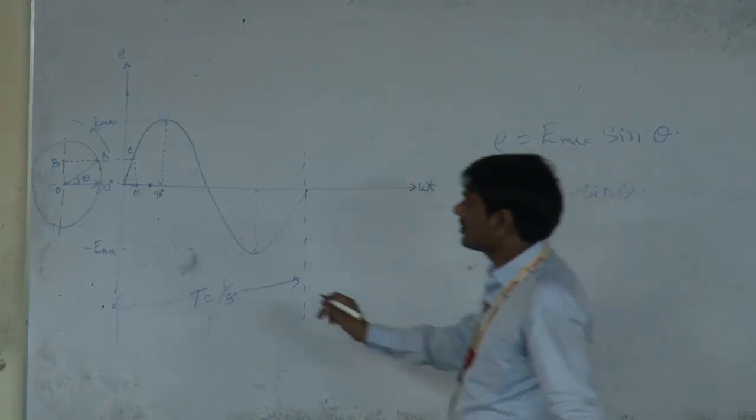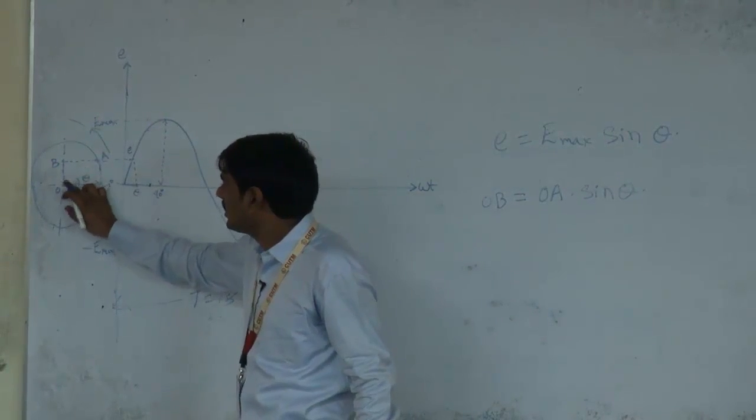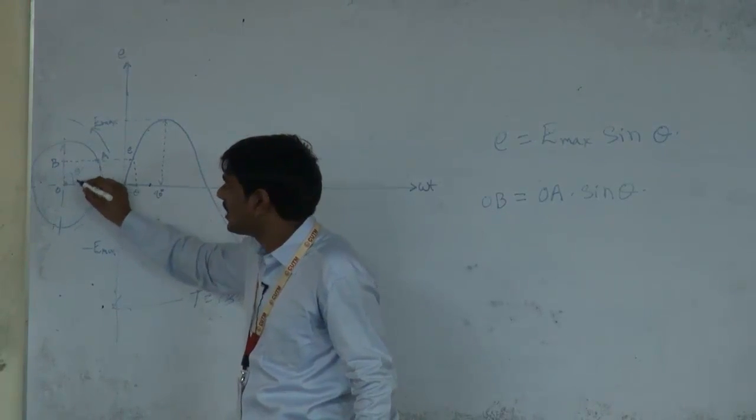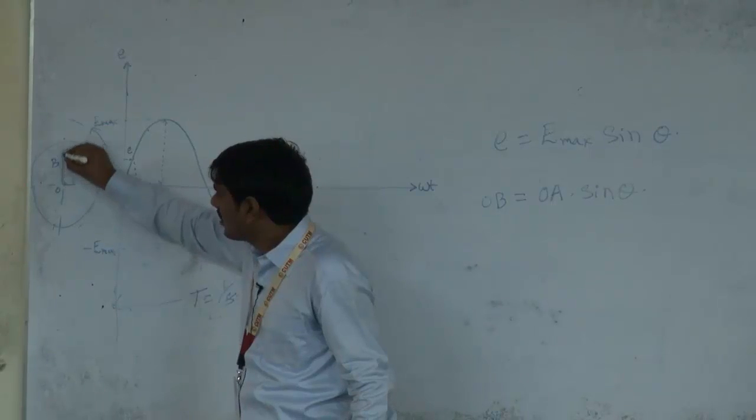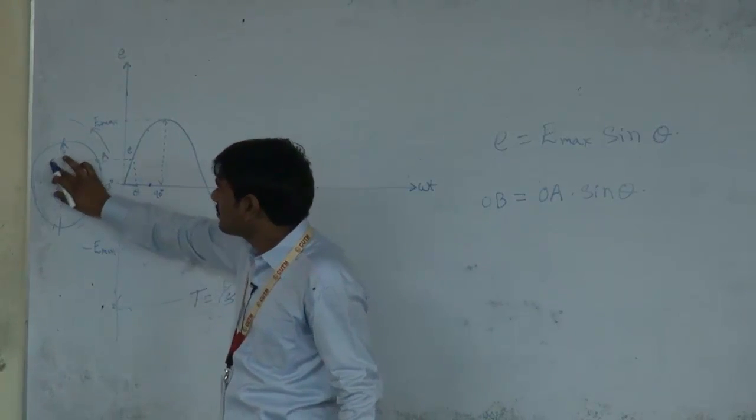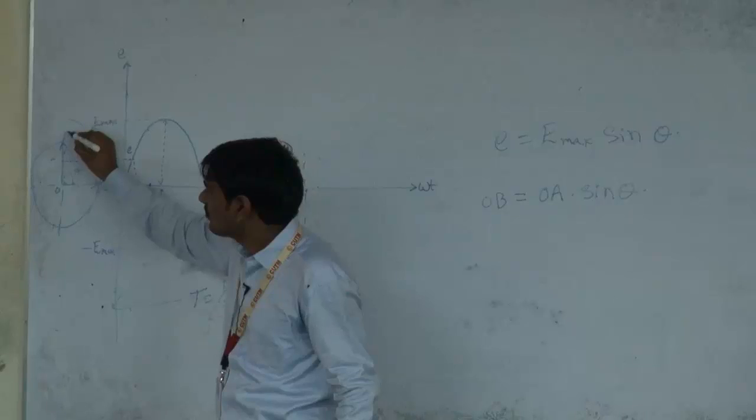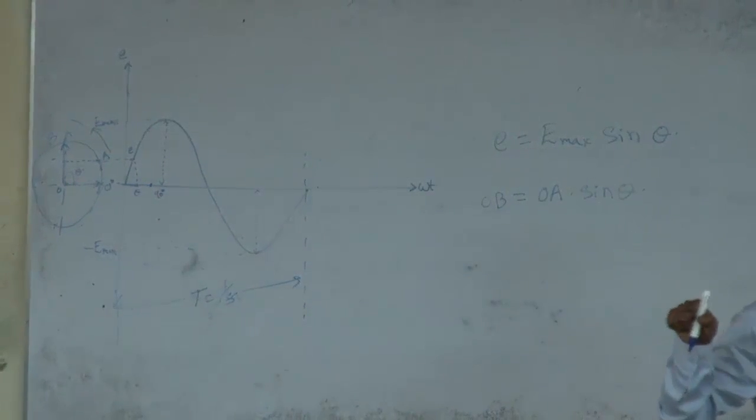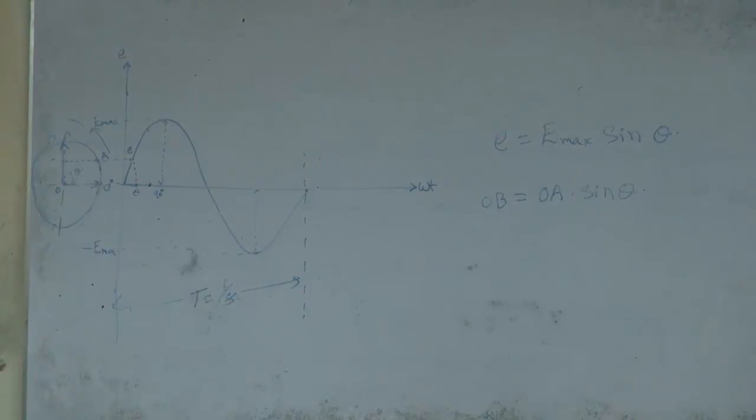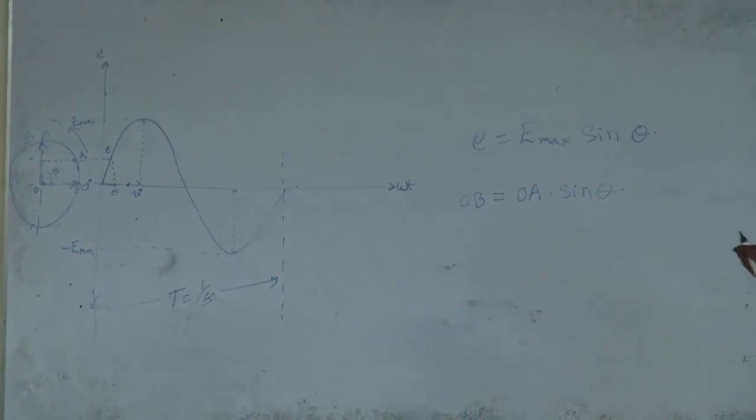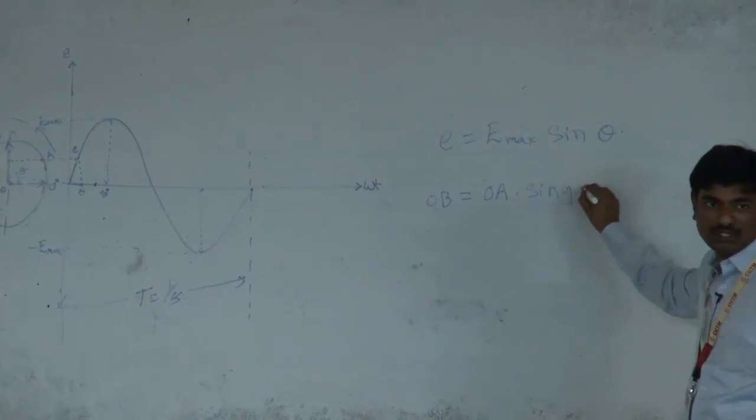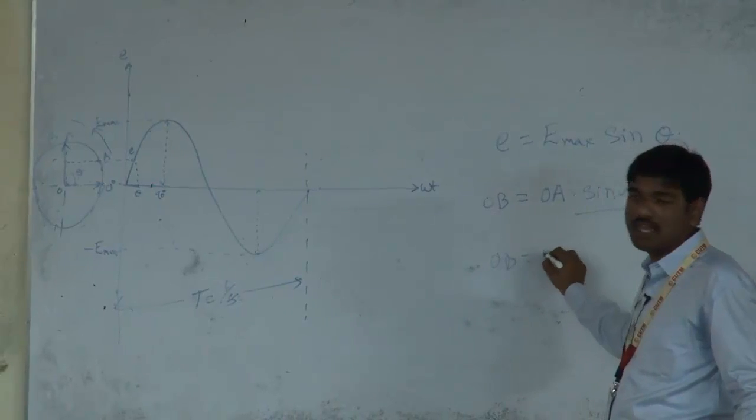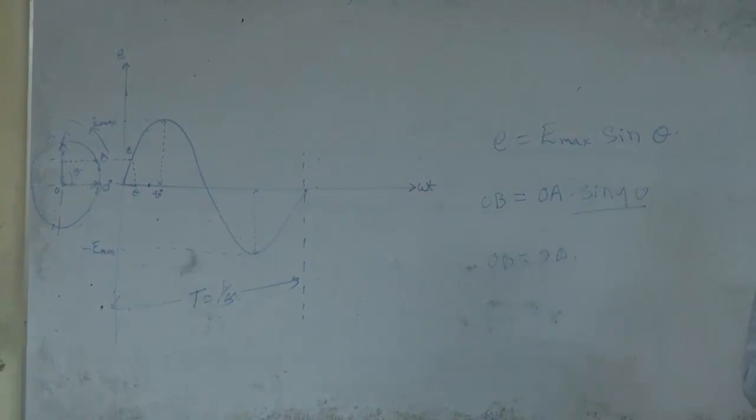So if we take the theta value as 90 degrees, at this position OA is equal to OB. If we take a projection at that point, from OA you will get OB. So OB is equal to OA into sin 90 degrees, and sin 90 gives 1. So you will get OB equal to OA when theta is equal to 90 degrees.